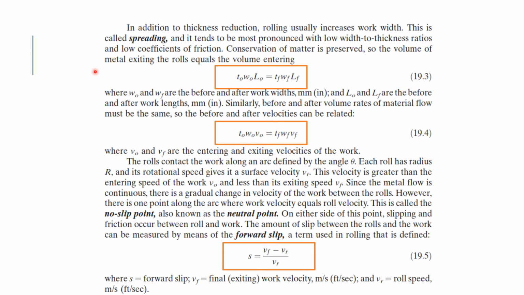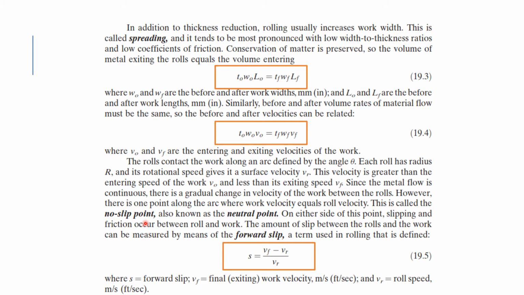Using the same concept and assumption, the equation is given, because it is assumed that at this no slip point the velocity will be the same. They come up with the equation where T naught, W naught, L naught will be equal to T final, W final, and L final. If L is changed in terms of velocity, you get the equation T naught, W naught, V naught equal to T final, W final, and V final. This is easier for us to use to determine the final thickness, the final width, or the final velocity.